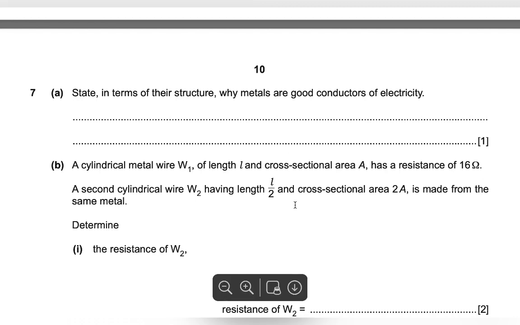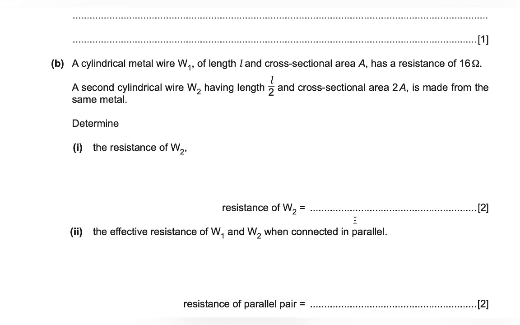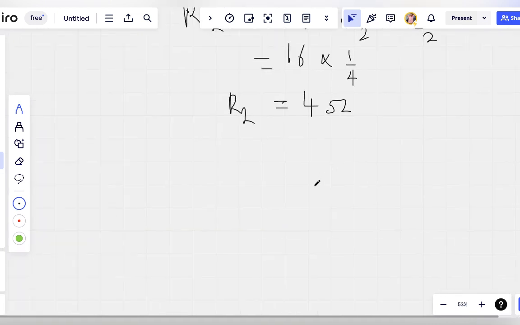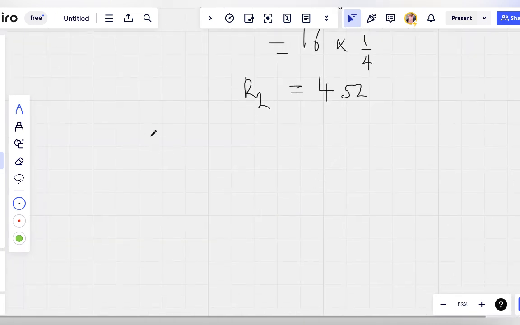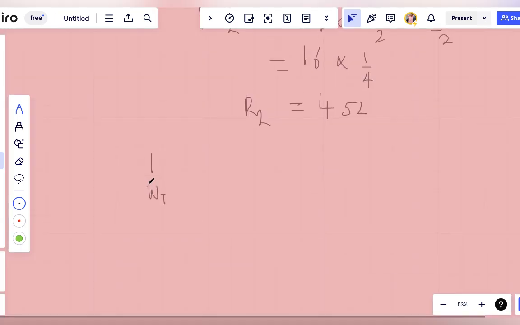Now let's move to, you get 2 marks for this calculation. Now the effective resistance of W1 and W2 when connected in parallel. I say we should calculate the resistance of W1 and W2 when they're connected in parallel. You know, in parallel, if there are 2 resistances, you can do product over sum. If you don't want to be confused, I can use R.